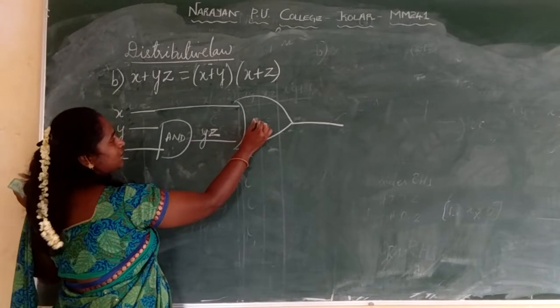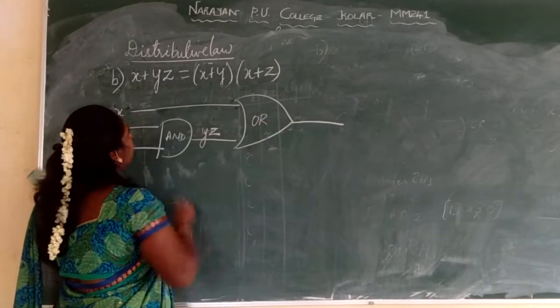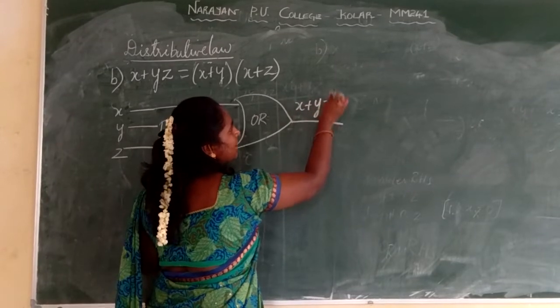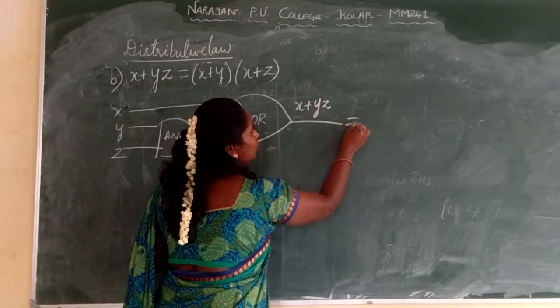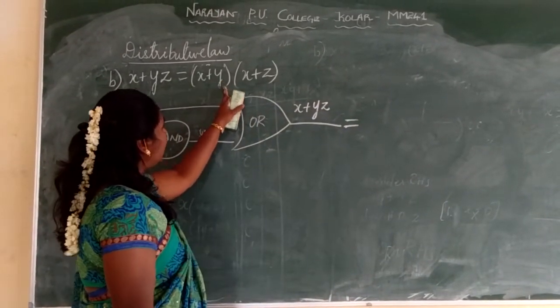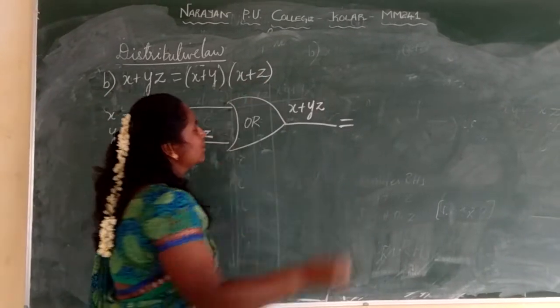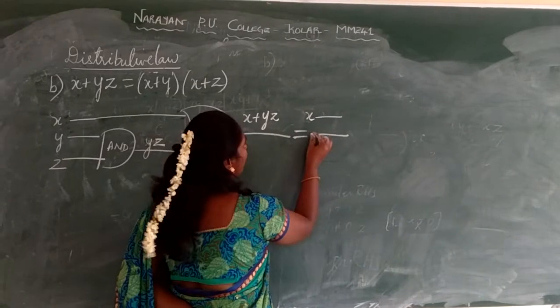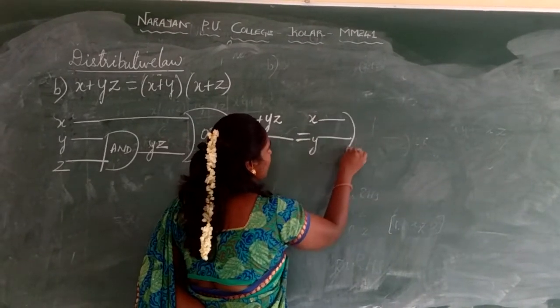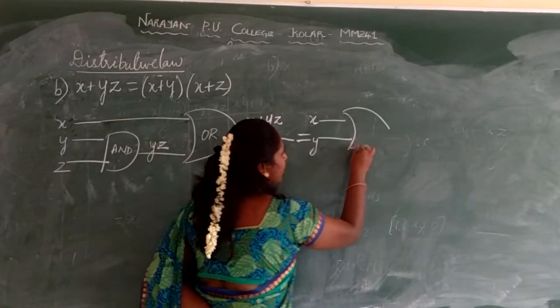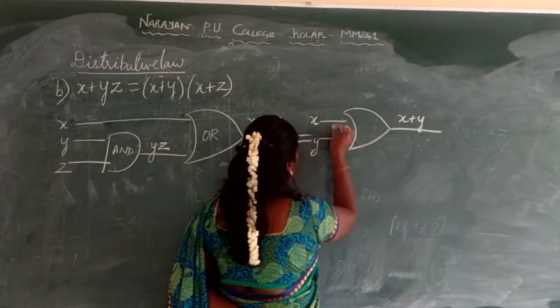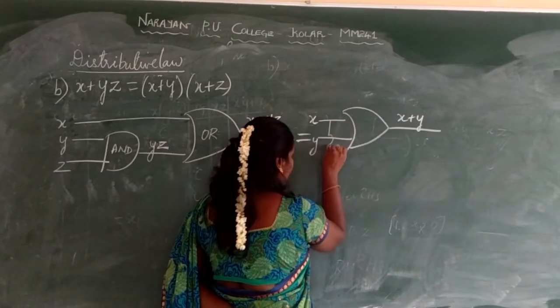Addition with your OR gate. So this is your OR gate. That is nothing but you get the result as x plus yz. This should be equal to x plus y into x plus z. So I am using x plus y, using an OR gate. This is x plus y, and this should be done with your z.